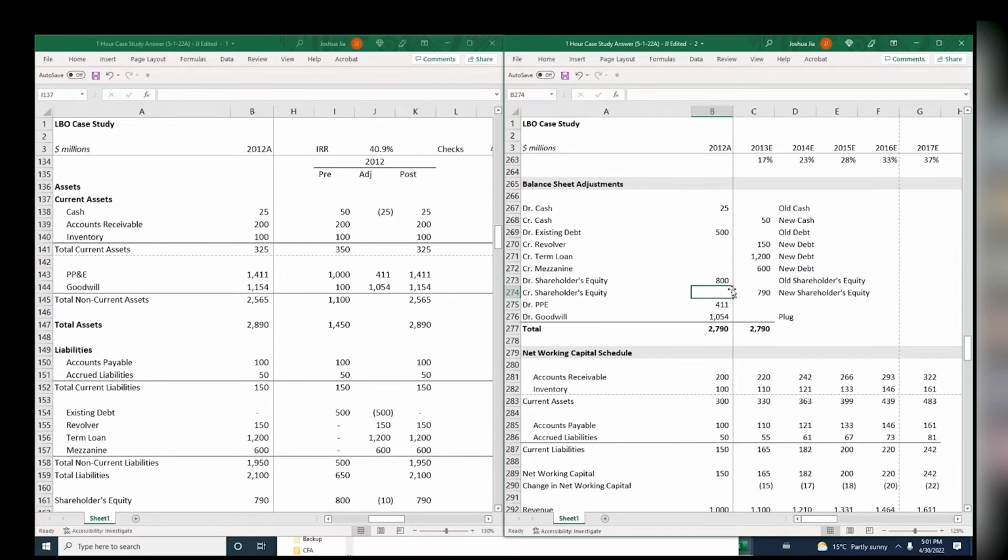But options is different. I'm going to go through options, which is like giving a percentage of the upside to that person, but that's a whole different ballgame. Okay, so sorry. Back to this. So that's how shareholders' equity works.